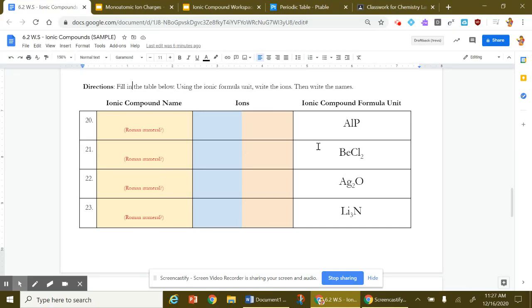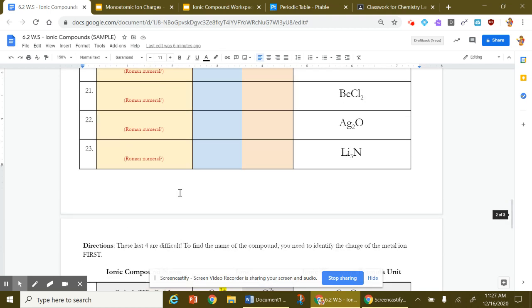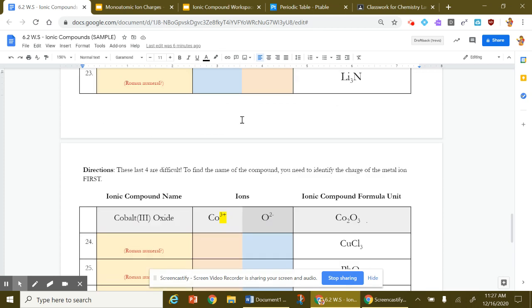All right, guys, time for my next video, the last one for this homework assignment, where I'm going to do numbers 20 through 27. The first four are going to be pretty easy. The last four are going to be trickier. So let's try and figure this out.